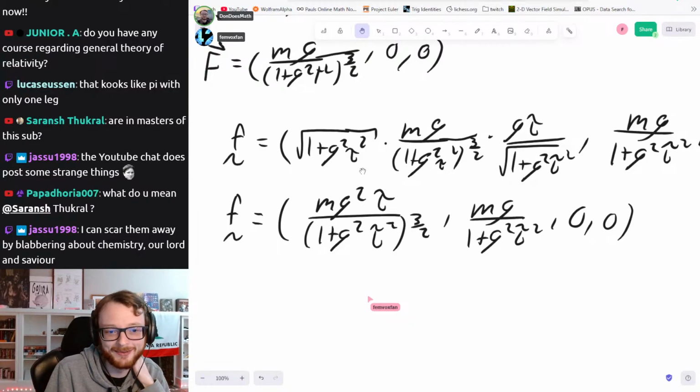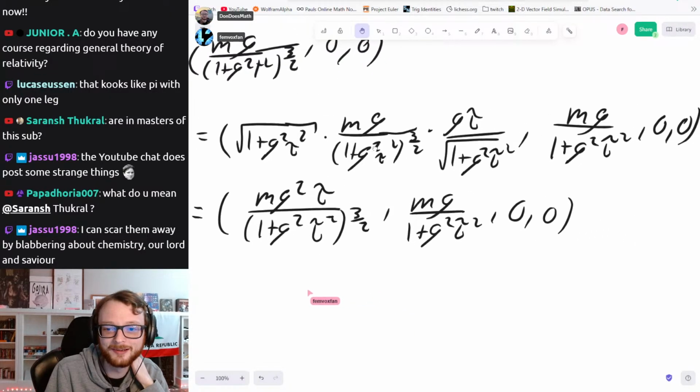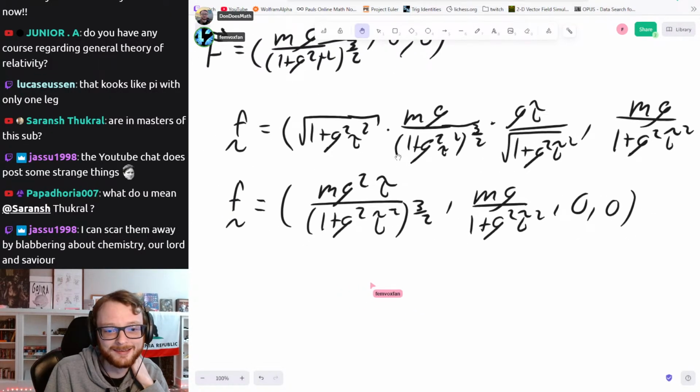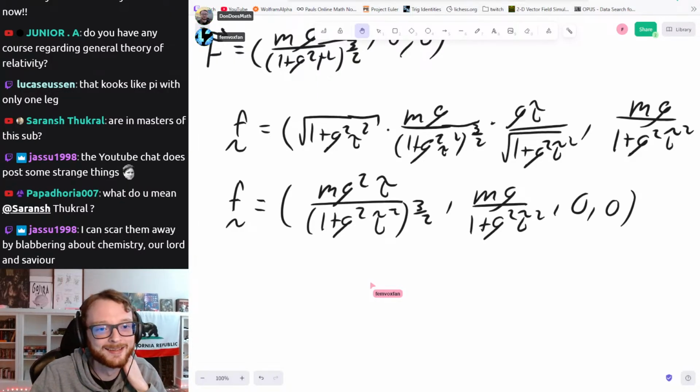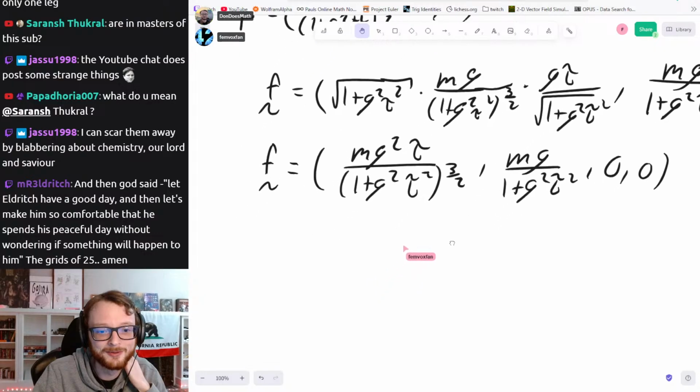Okay, does this seem believable? I have no idea. Me neither. Are we expecting certain units? Oh yeah, that's a good idea. Let's think about units, right? The time component is power, energy per time.